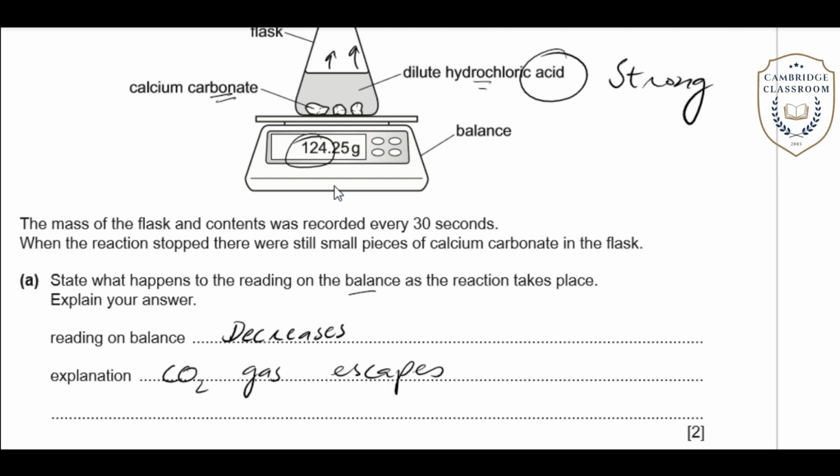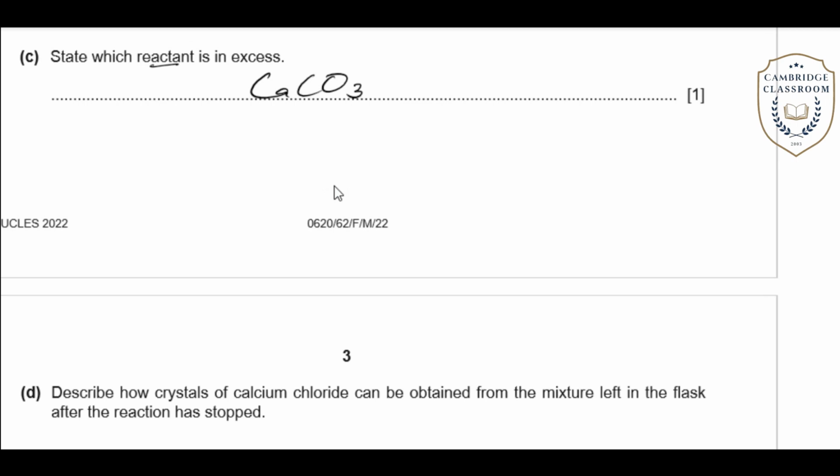State which reactant is in excess. If you read the last line of the statement, when the reaction stopped, there was still a small piece of calcium carbonate in the flask. So this is the reactant that is left unreacted. So basically, this is in excess. It is calcium carbonate. You can even write the name instead of writing the formula.